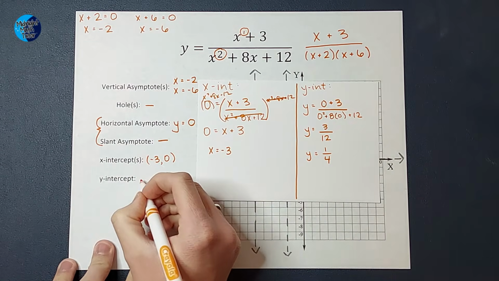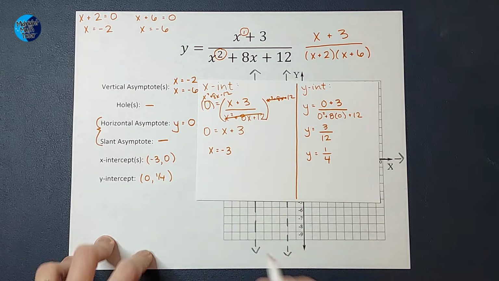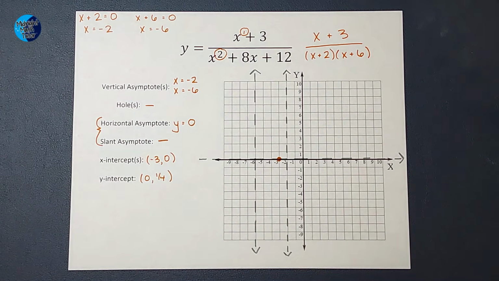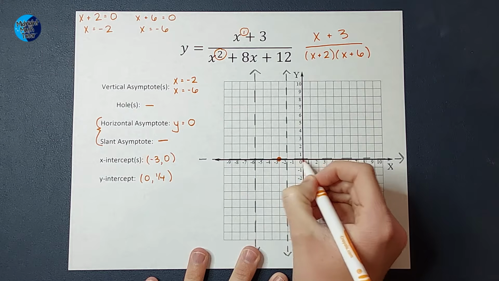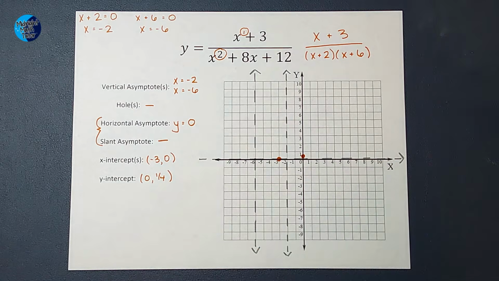So when I plugged in 0 for x, I got 1/4 for y. And we're totally not panicking that that's a fraction. We can handle it. So I know that my graph also crosses the y-axis at 0, 1/4. It doesn't have to be perfect, just about there. Okay, now what? I've got some asymptotes. I've got 2 points. Now what?